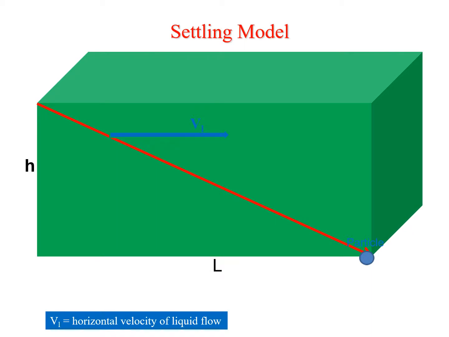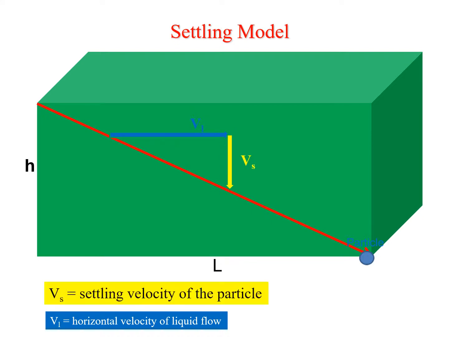So v1 is the horizontal velocity of the liquid flow. And the second, the yellow one, as you see here, will be vs. That will be the settling velocity of the particle. So the first one, v1, is the horizontal velocity, and the second one is the settling velocity of the particle.